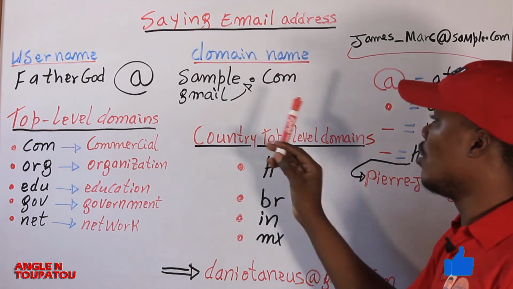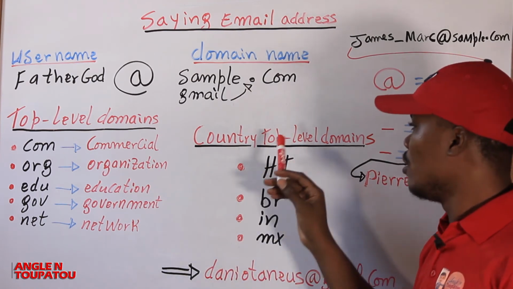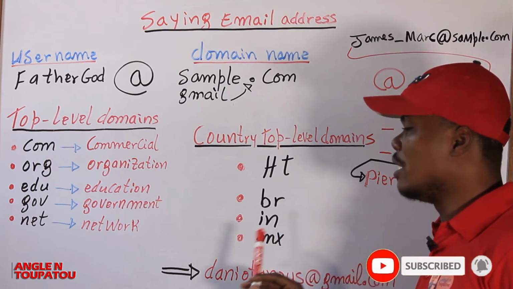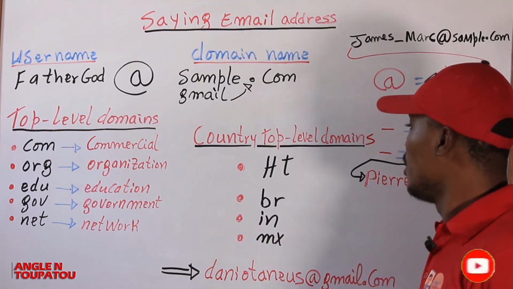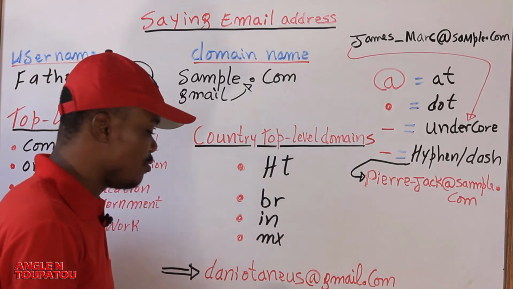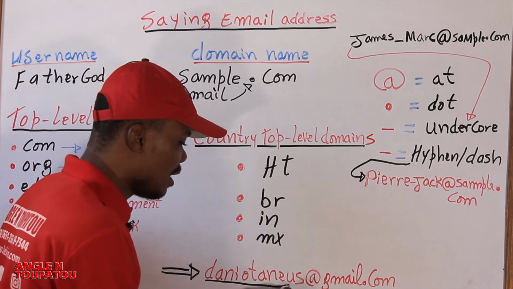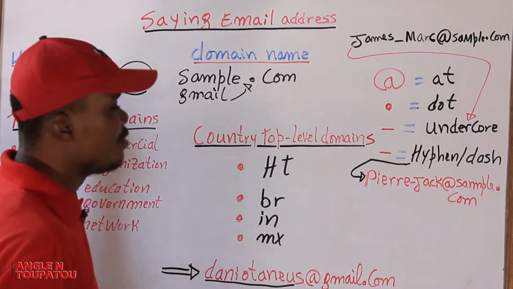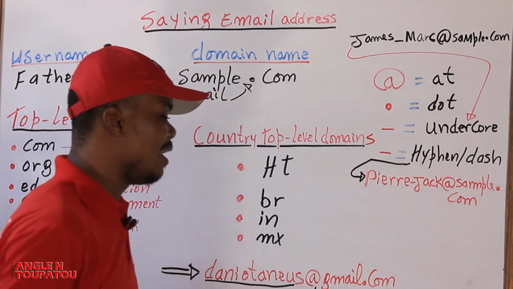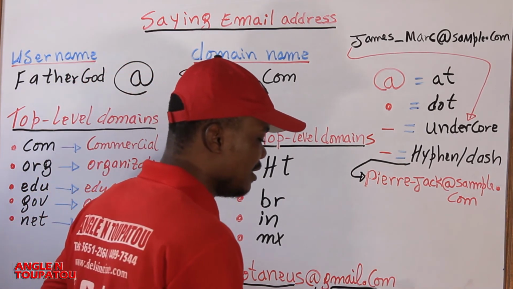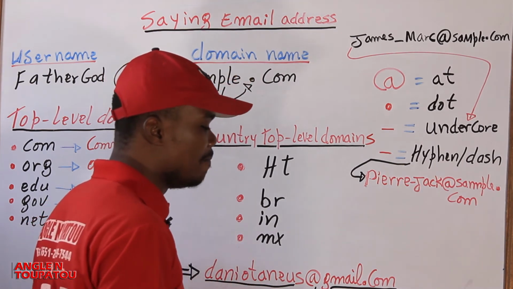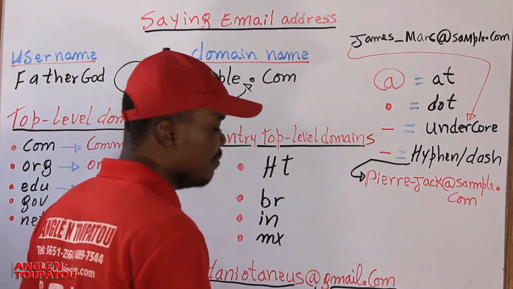Or you can use a country top level domain, .ht or .br or .in or .mx. Okay, let me try with my email address, Daniot Aneus. Daniot Aneus is the username. And this is at, and gmail.com is the domain name. Gmail address is the domain name.